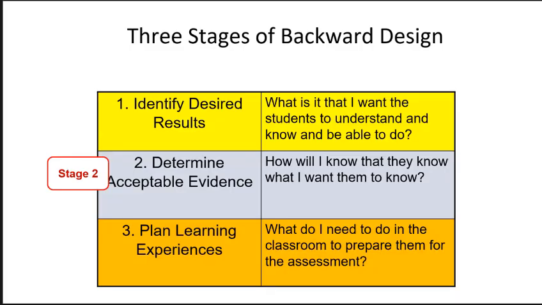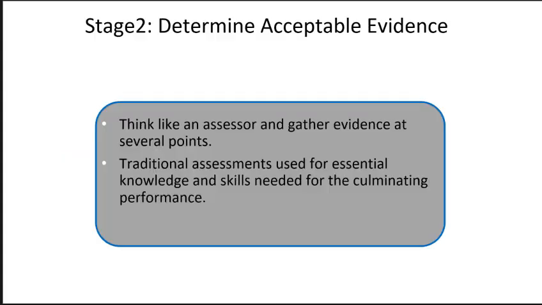Now, after we understand how we can define the desired result and overall learning outcomes of your online courses, we will move to stage two to determine the acceptable evidence, which means how will I know that my students know and master the required skills and what I want them also to know. Let's dive into this stage two. Think like an evaluator and assessor in this stage, and you are gathering evidence at several points.